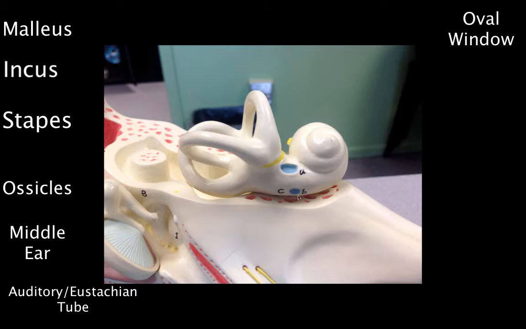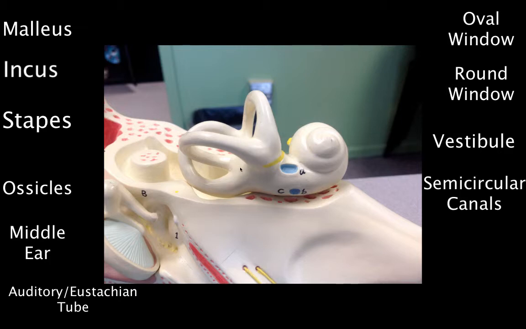Please name this structure right here. Okay, this is going to be known as the round window. Again, if you're taking the exam, the oval window is called oval because it looks oval, whereas the round window is called the round window because it looks round. Please name this region right here. This region is known as the vestibule. Please name these structures right here. Okay, those are known as the semicircular canals. And please name this structure right here. Okay, that is known as the cochlea.